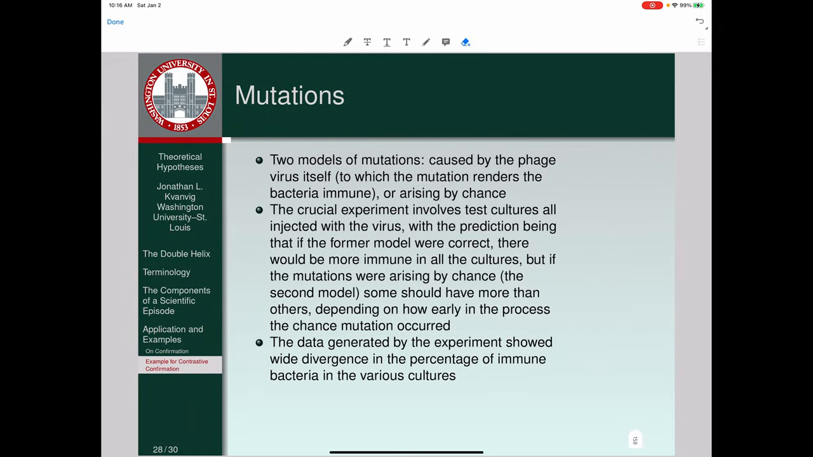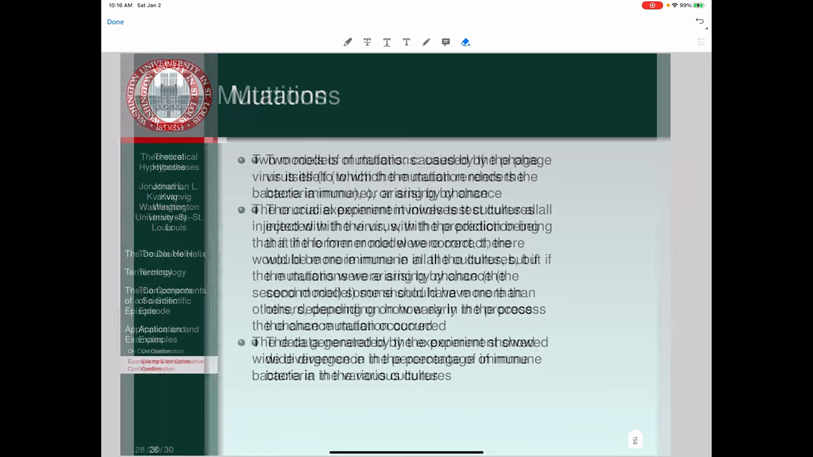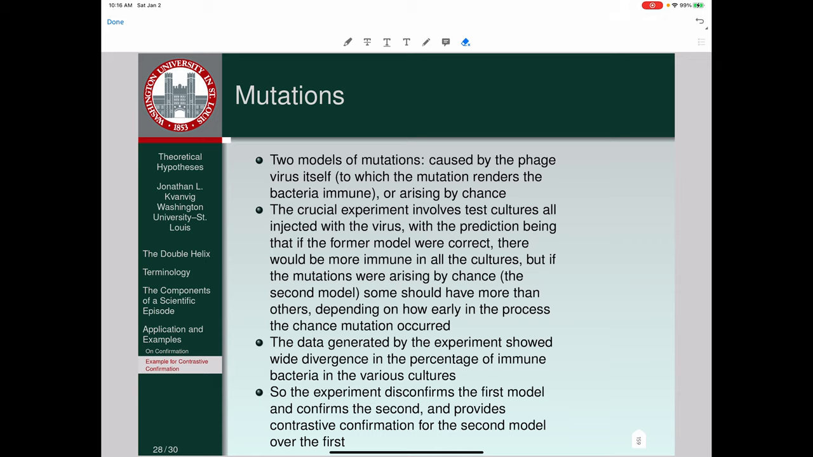The data generated by the experiment showed wide divergence in the percentage of immune bacteria in the various cultures. So the experiment disconfirms the first model and confirms the second and provides contrastive confirmation for the second model over the first.